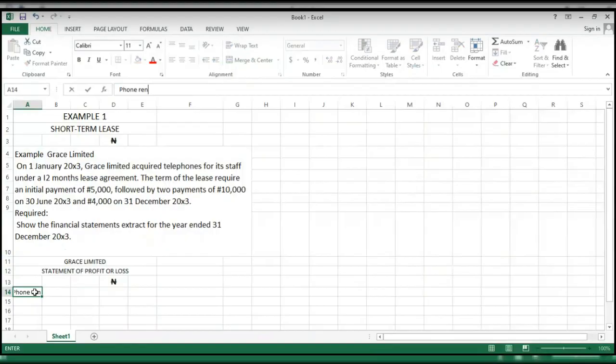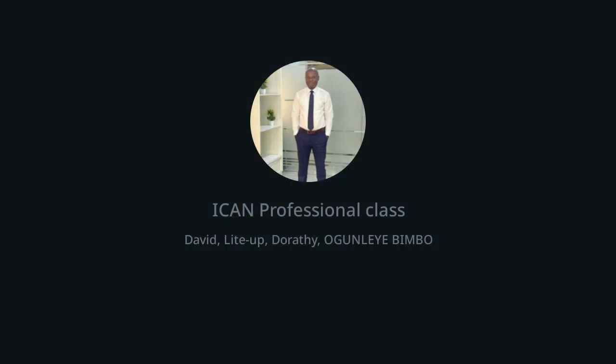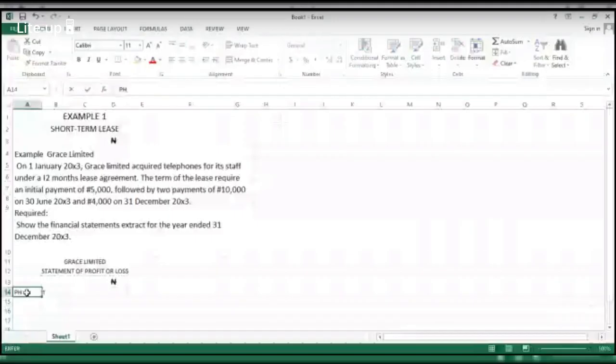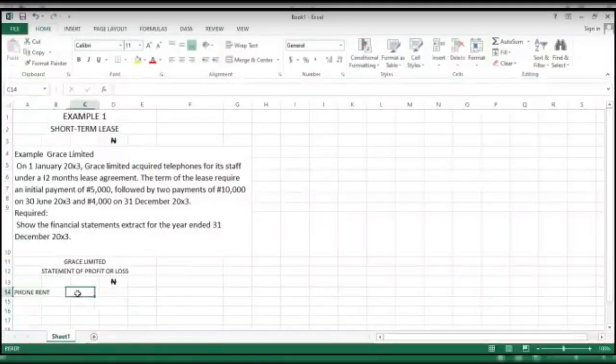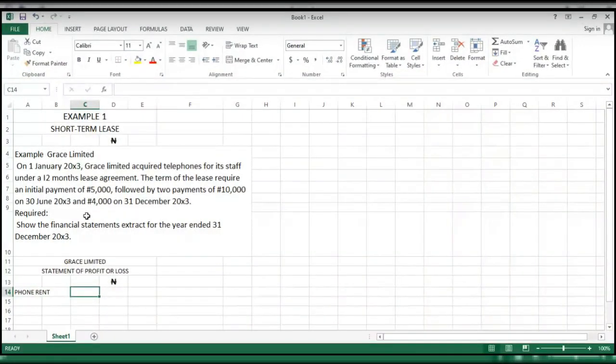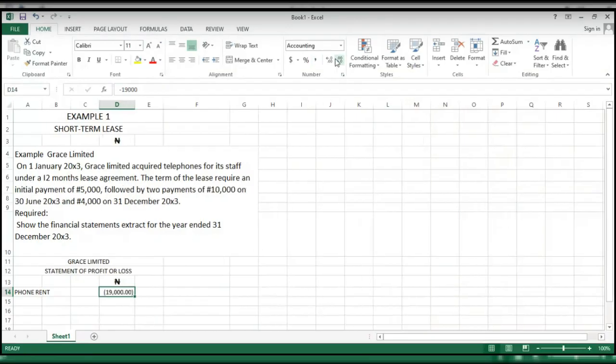And how much is that? We put the amount there. Phone rent. We aggregate the amount there. How much is it? 5,000 plus 10,000 plus 4,000. That's 19,000 naira. So we just put it there. 19,000 naira. Because it's an expense, we put it in negative under statement of profit or loss.